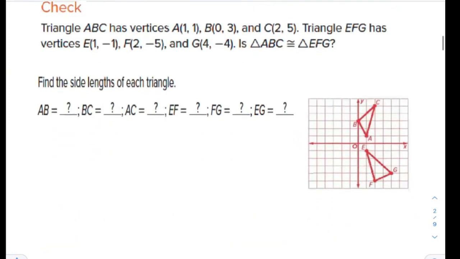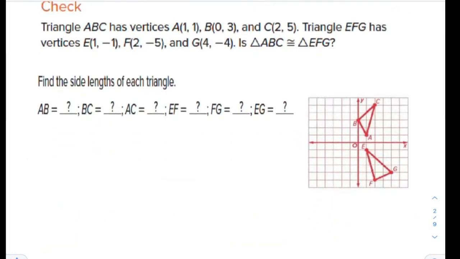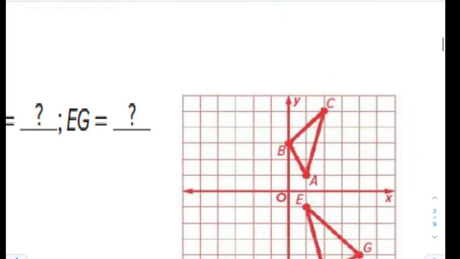Let's check now this example. Triangle ABC has vertices mentioned, as you see here. Triangle EFG has another vertices. Is triangle ABC congruent to triangle EFG? If it's not sketched, it's better to sketch them to plot the points as we have done here. Do we have any idea about any angle? No. The problem here is that we will not use protractor to measure the angle to check anything. So the only solution for us is to find the lengths of the sides.